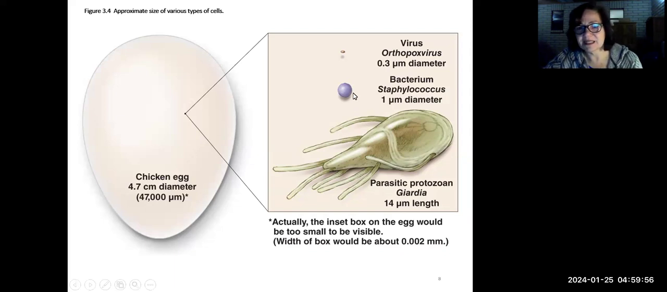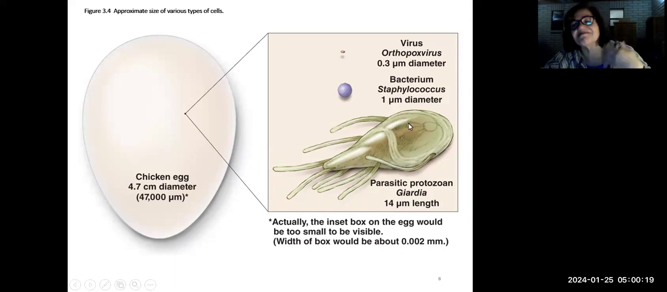And then the bacterium looks really little in comparison to a eukaryotic cell. This is a protozoan that can cause disease in humans, Giardia. It's in the fresh water. It's the reason why people have to filter water when they're out hiking and trying to drink from streams. This thing's huge compared to a bacterium.